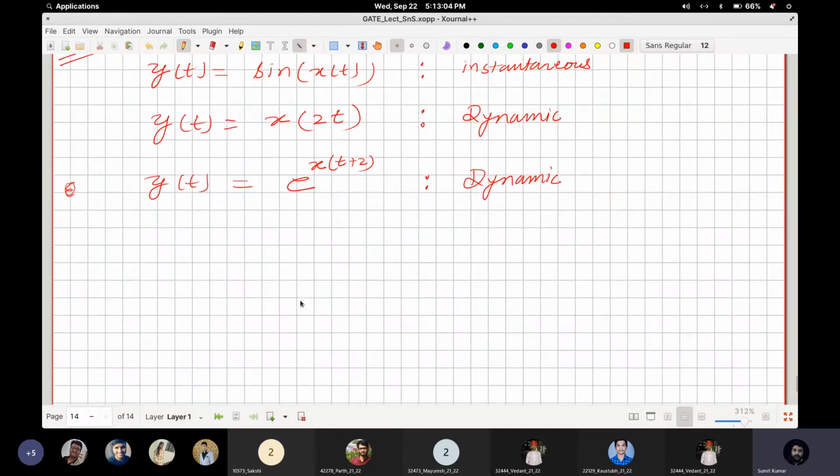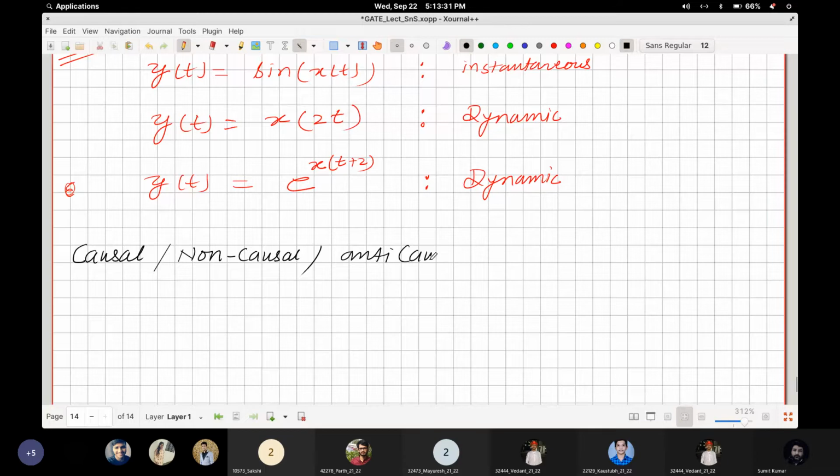Let's see the next thing, that is causal and non-causal. So we have three categories there. Let me just discuss all of them. We have causal system, then we have non-causal system, and then we have what is known as anti-causal system. This is very easy to see actually.